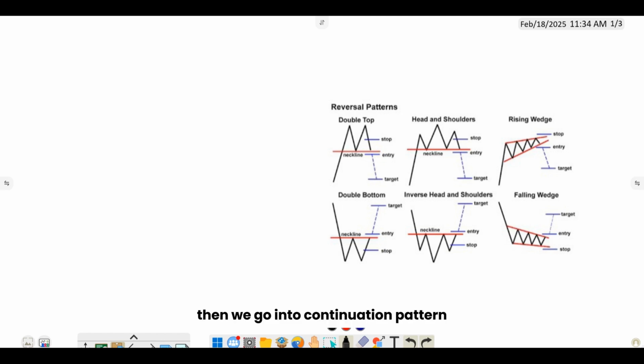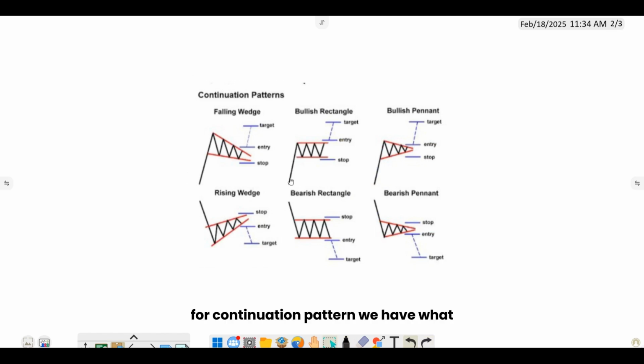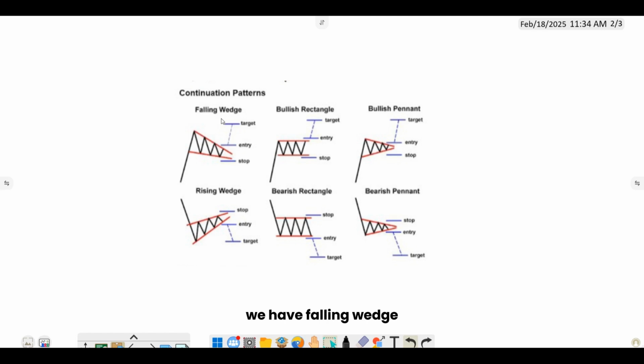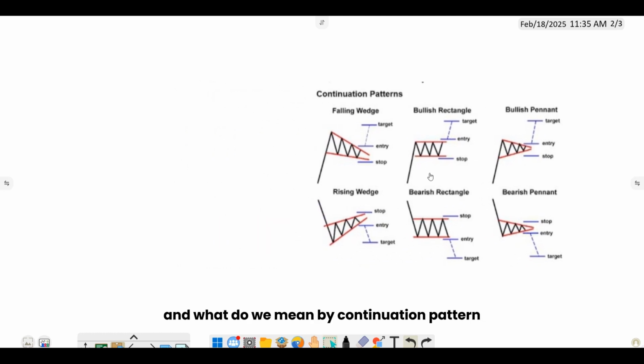Then we go into continuation patterns. For continuation patterns, we have what? We have falling wedge, bullish rectangle, bullish pennant, and we also have rising wedge, bearish rectangle, and bearish pennant. So just like in reversal patterns, the top ones here are for the bullish scenario and the bottom ones here are for the bearish scenario.